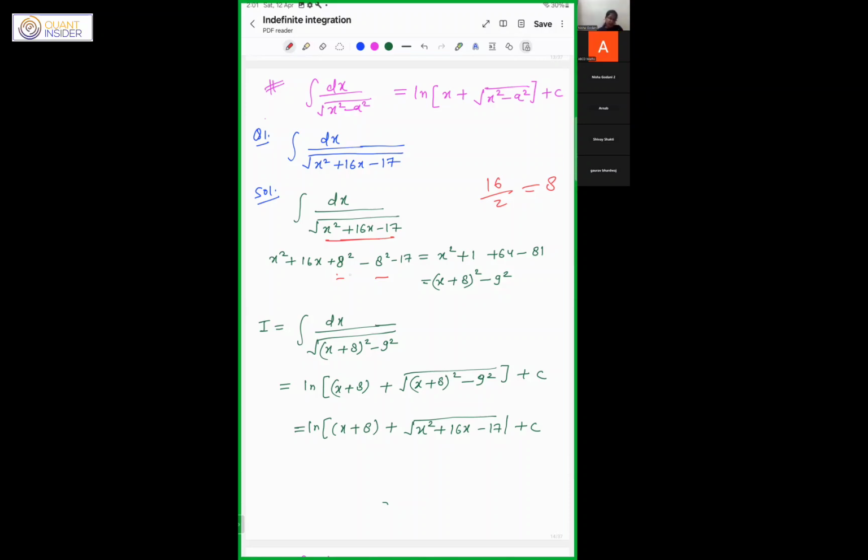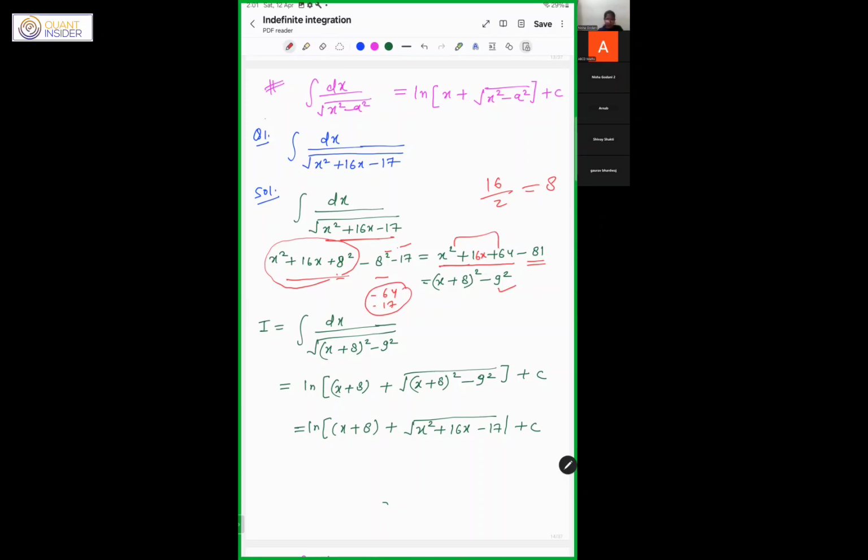So the first three terms are x square plus 16x plus 64. Then 8 square is 64, so minus 64 and minus 17. When you add these last two terms, you have minus 81. Minus 81 is minus 9 square, and the first three terms give x plus 8 whole square.